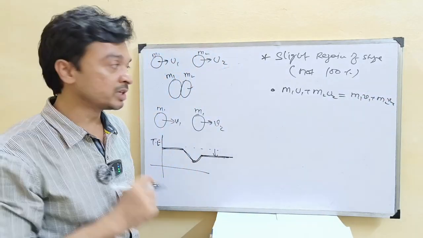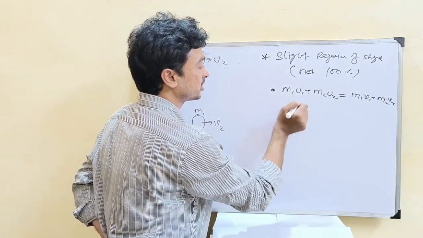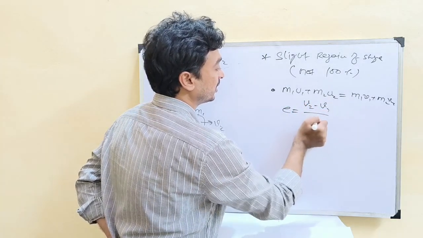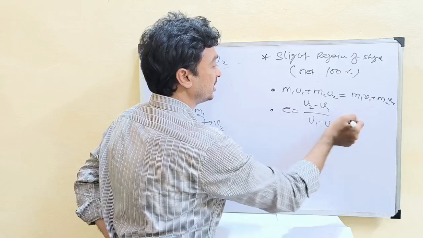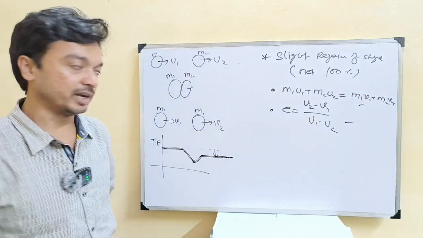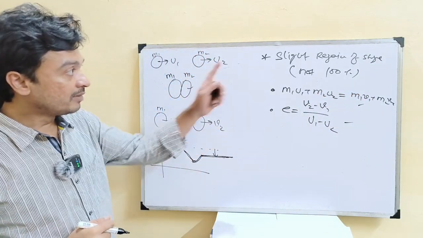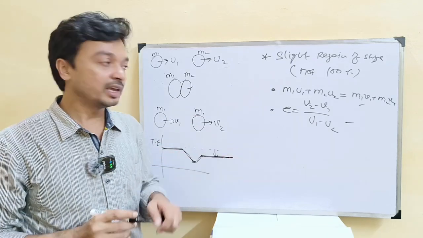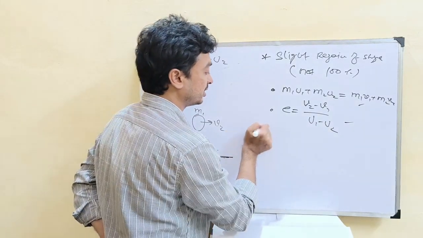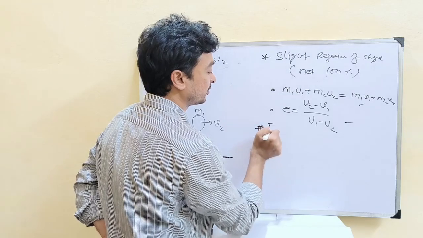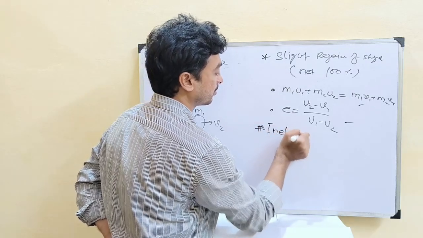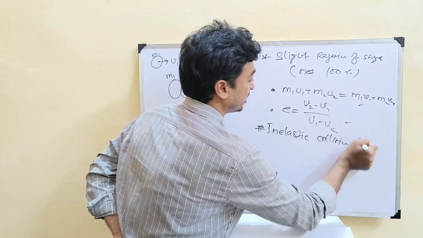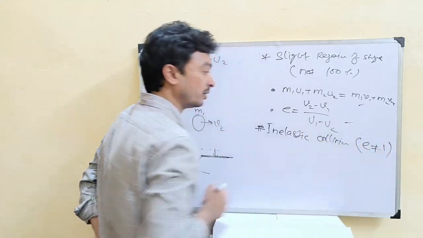You require one more equation, and you have the coefficient of restitution equation, that is (v2 minus v1) divided by (u1 minus u2). With this equation, you can solve any kind of problem. There will be some special cases. So this kind of collision is known as inelastic collision. That means E is not equal to 1.